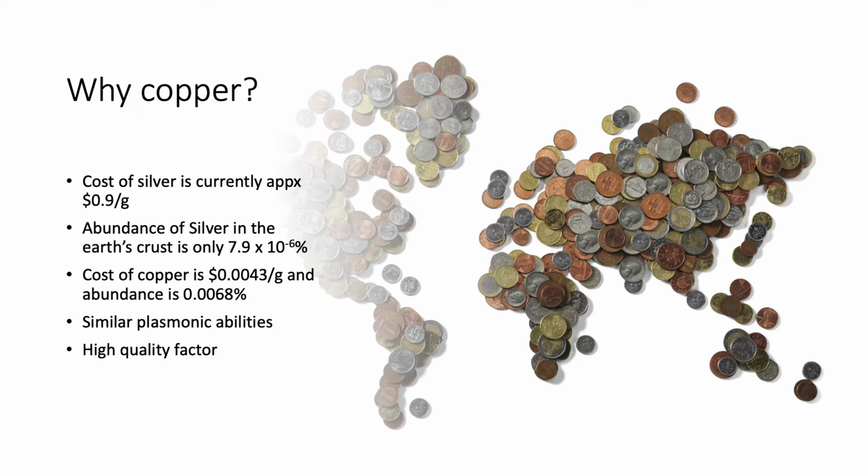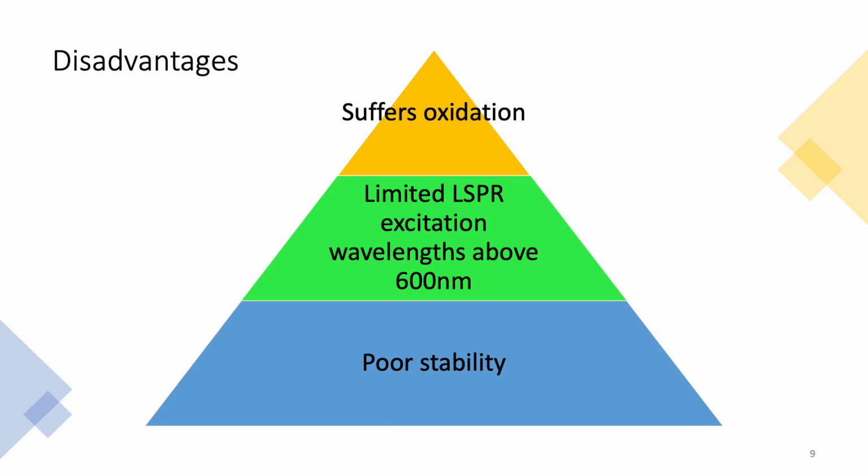And once again, copper has similar plasmonic abilities and still a high quality factor. So why not use copper as our coinage metal for SERS or ECSERS? It does have its disadvantages, unfortunately. Copper can suffer oxidation, has limited LSPR excitation wavelengths from 500 to 600 nanometers, and poor stability as well.